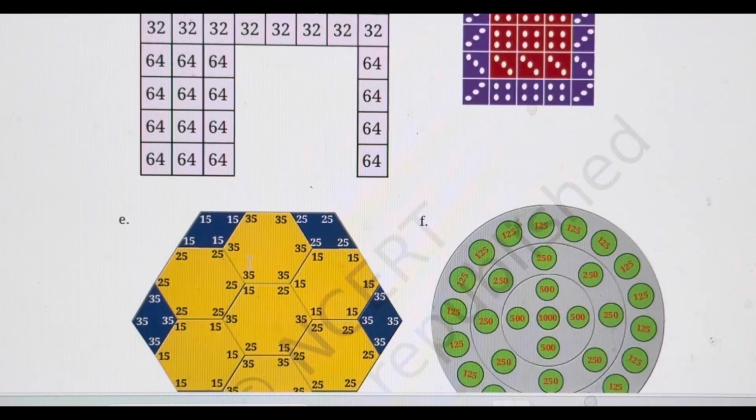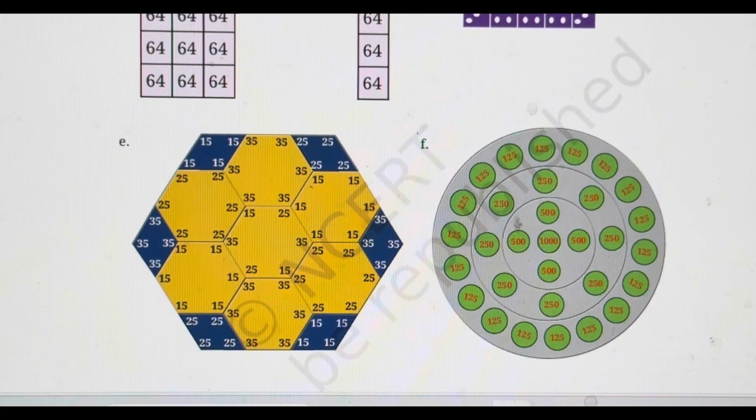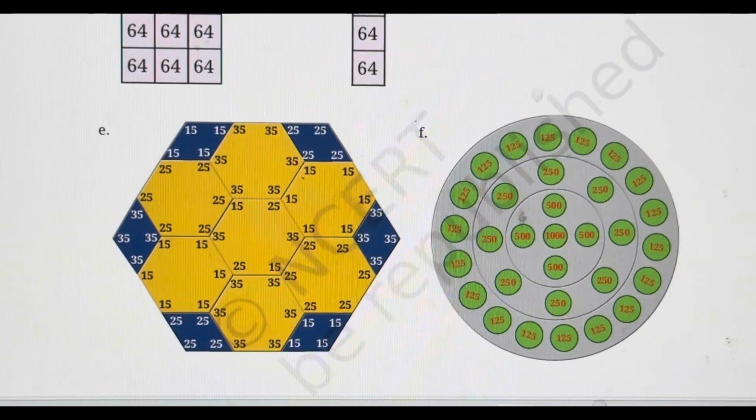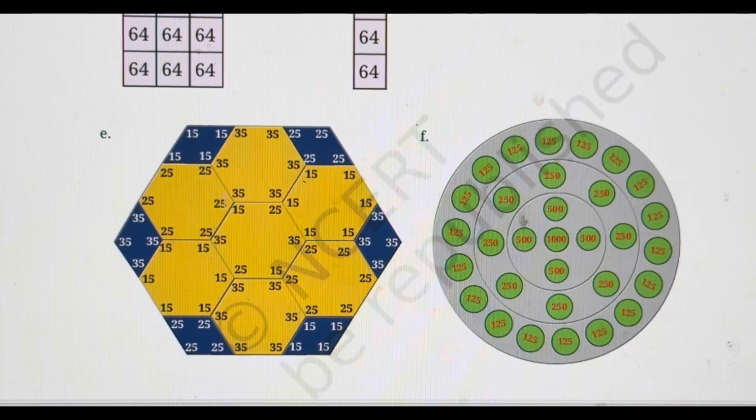Now let us see the 5th figure, that is question number E. Now first see how many types of numbers are there in this. So there is 15, you can see, there is 25 and there is 35. So first let us see how many 15s are there. If we see 15 here, there are 4 15s in this one. 15 here, and this is one more where 15 is there. So this is 4 and 4, 8.